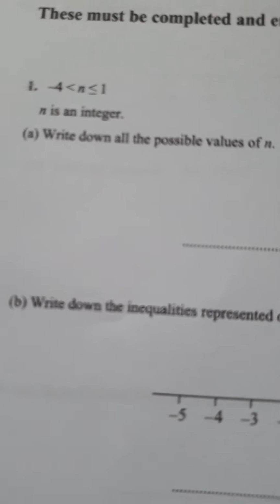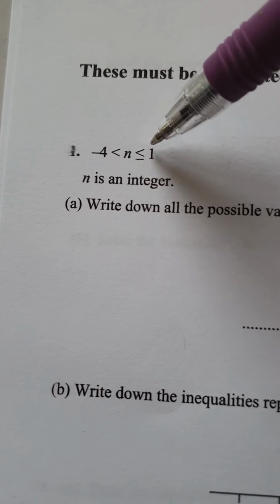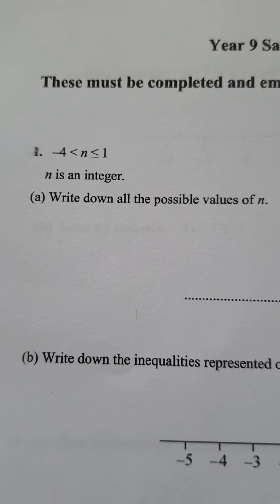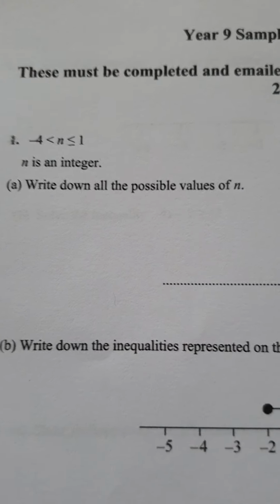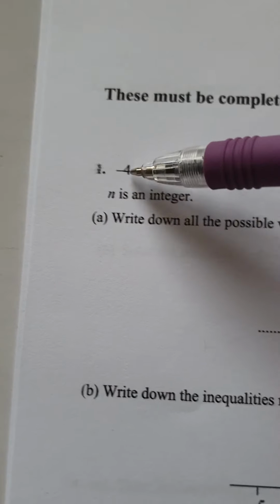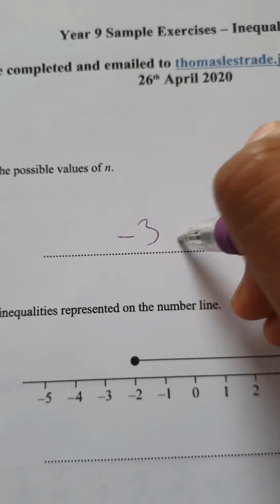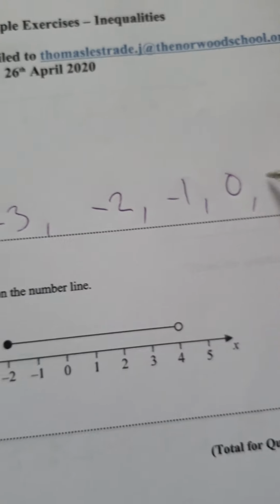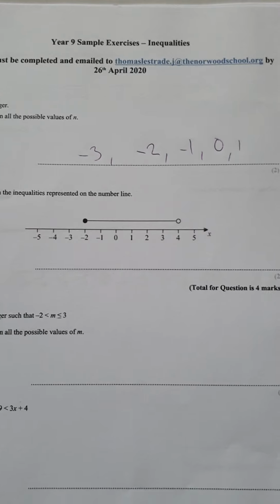For the first one, we have to be able to understand what these inequalities mean. This means minus 4 is less than n, which is less than or equal to 1. So what are all the possible integers? What are all the possible numbers that n could be? Well, it can't be minus 4 because it's not less than or equal to. But it can be minus 3, minus 2, minus 1, 0, and 1 because it is less than or equal to. So that's how you answer those kind of questions.